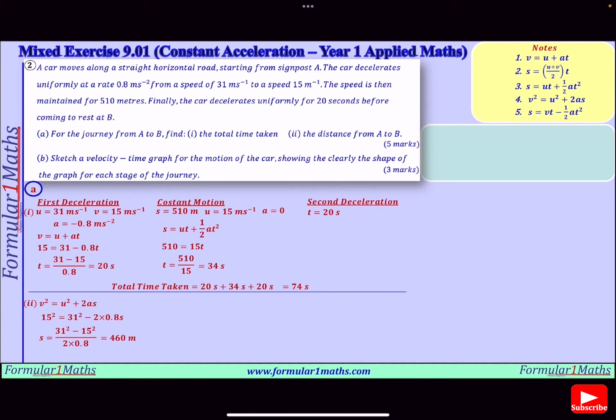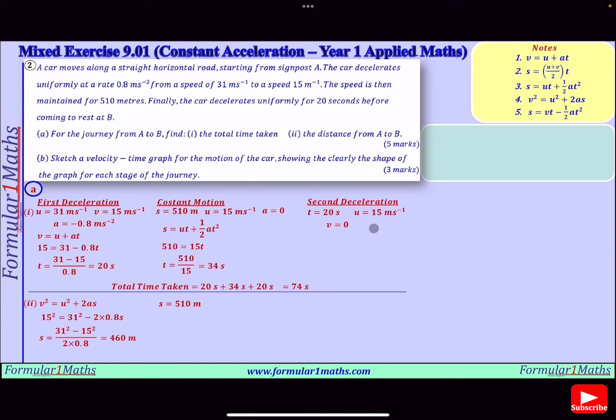For the second stage, we don't need to do any calculation because we are told that the velocity was maintained for 510 meters. Then we go on to the third stage. For the third stage, we know that the time is 20 seconds. Now, because the velocity was maintained in this second stage, it becomes the U for the third stage. And so U becomes 15 meters per second. And we also know that it comes to rest, finally, in the third stage. And so V is equal to 0.